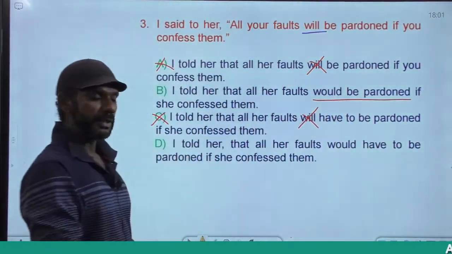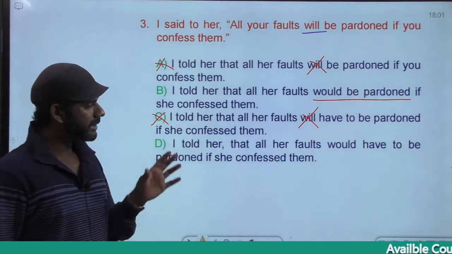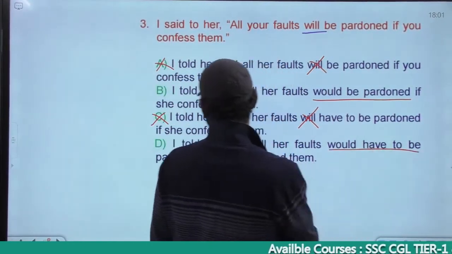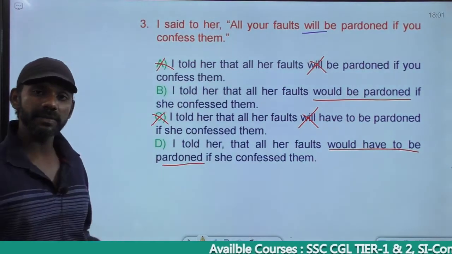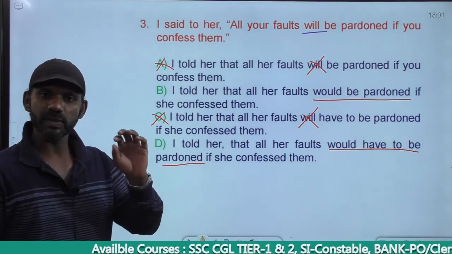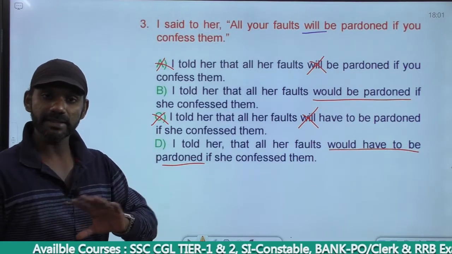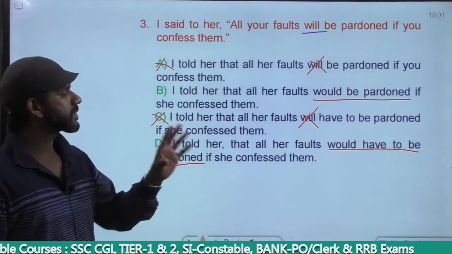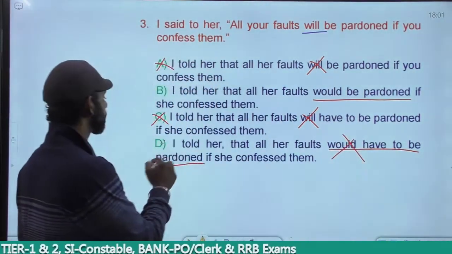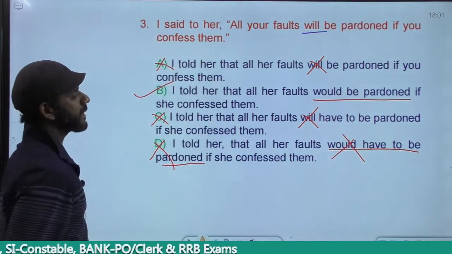Leave it. Come to D. I told her that all her faults would have to be pardoned. Now, will be pardoned becomes would be pardoned or would have to be pardoned? Would be pardoned. The only thing is you change will to would. The rest remain the same. So will be pardoned changes to would be pardoned. Based on that, option D is also eliminated. The answer must be option B.